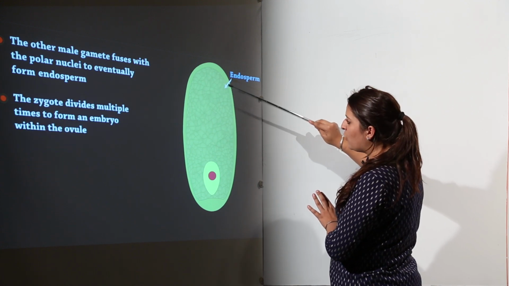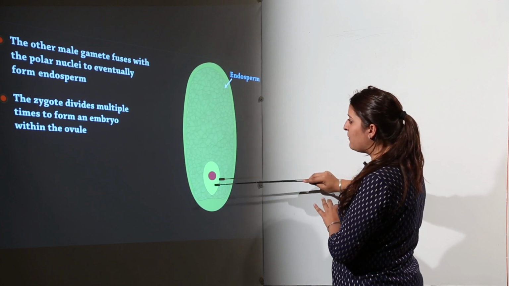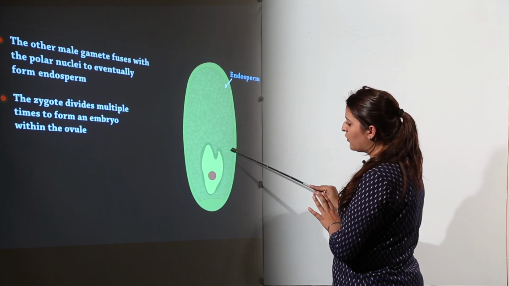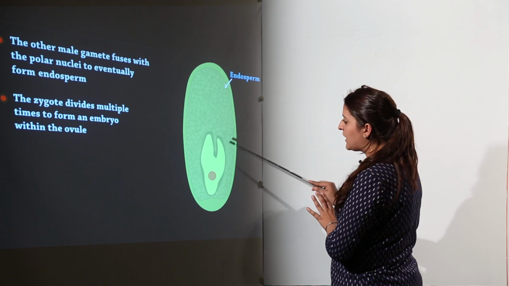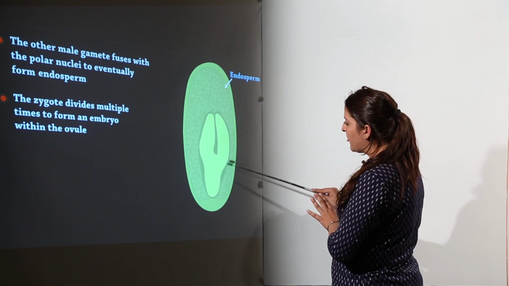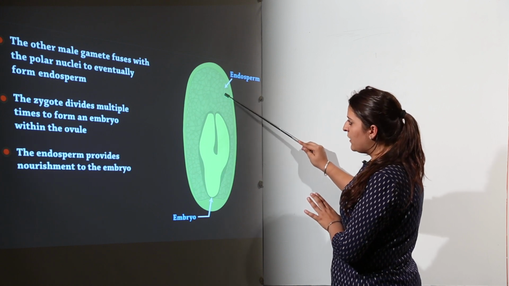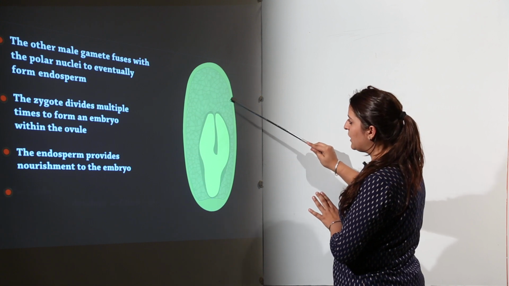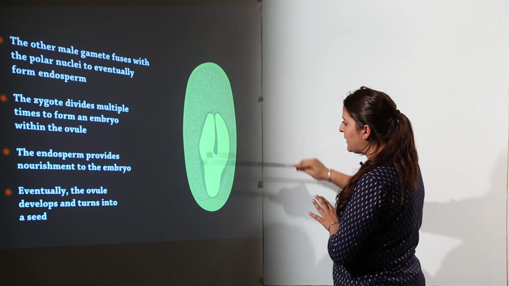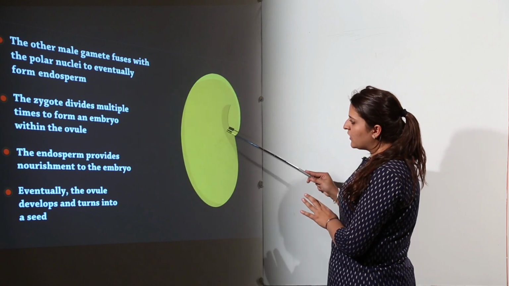This endosperm is meant only to provide nourishment to the zygote, and this zygote multiplies millions of times to form an embryo within the ovule. So this is how the zygote undergoes millions of cell divisions so that it can form a complete embryo, and this complete embryo will later form a complete seed. So nourishment to this embryo is provided by this endosperm, which is formed by the fusion of a male gamete with the polar nuclei. And the ovule develops, and after development this complete ovule will turn into a seed.